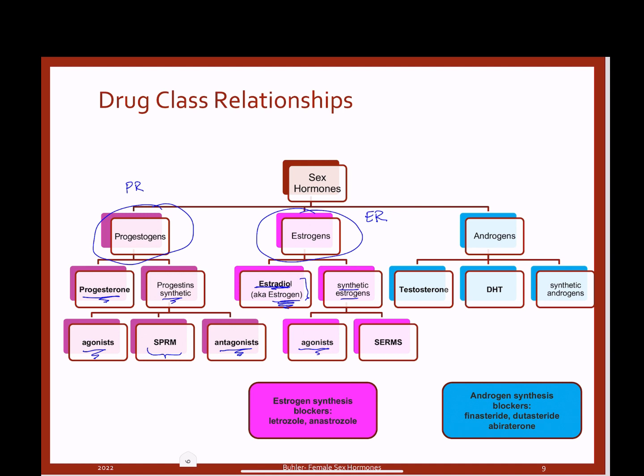We've got agonists at the estrogen receptor, but we don't have antagonists. So if we want to block estrogen effects, then we have to block estrogen synthesis. We also have SERMs, which are selective estrogen receptor modulators, which act in some cells as agonists and in other cells as antagonists. And again, we'll be talking about those.